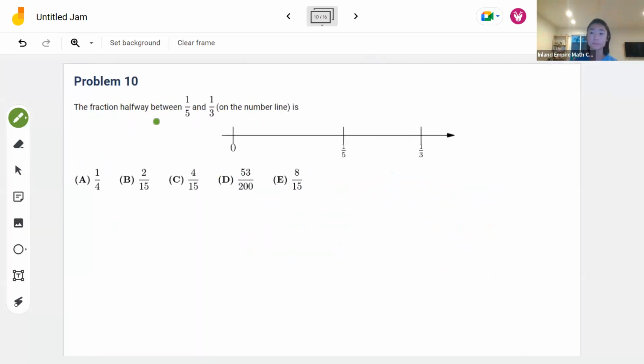Okay, problem 10. We're going to be looking for the fraction that is halfway between 1/5 and 1/3 on the number line. So again, we'll take around 2 minutes to do this one. And for people that haven't been sending any answers, if you have any answers that you get or any problems you encounter while solving this, just let me know. And Serena, it's not quite A. We'll be looking for the point right here where I marked with the green line.